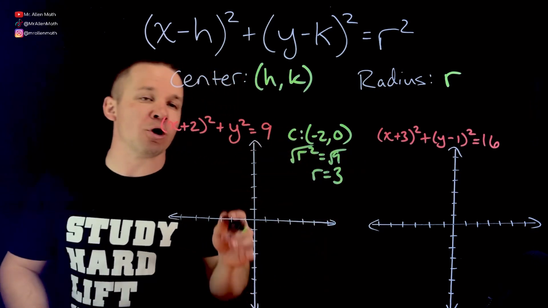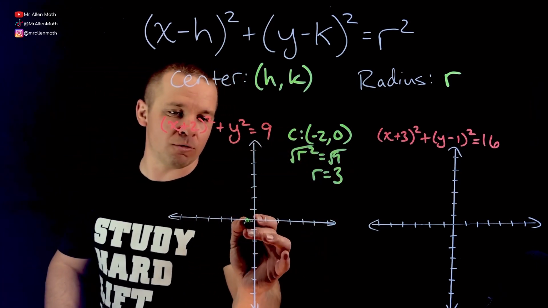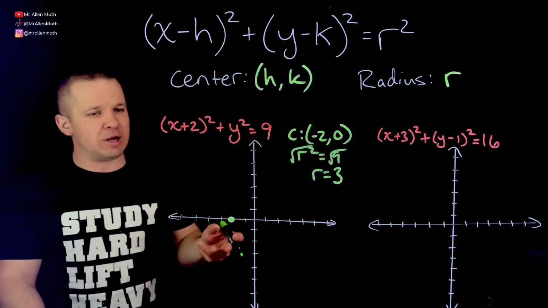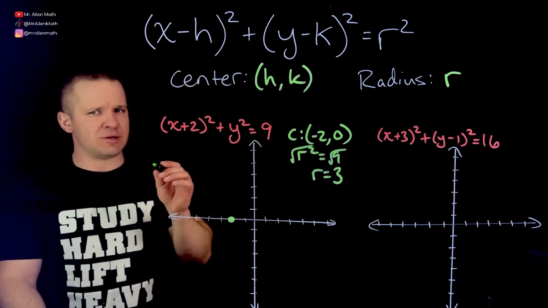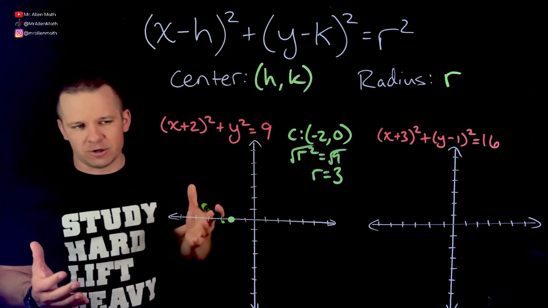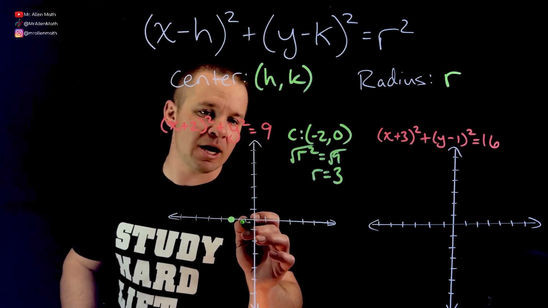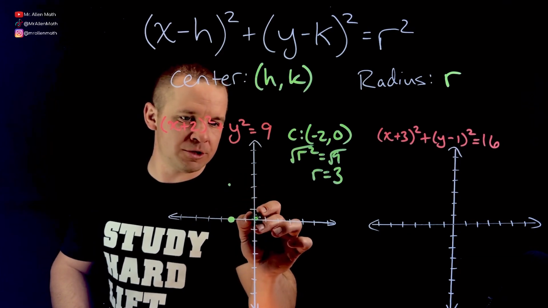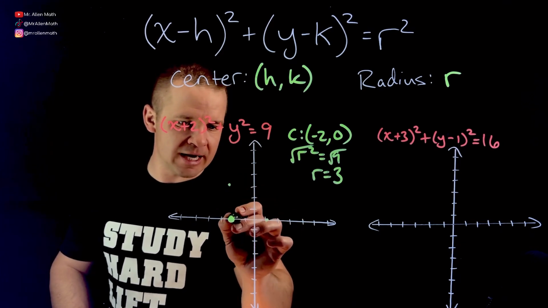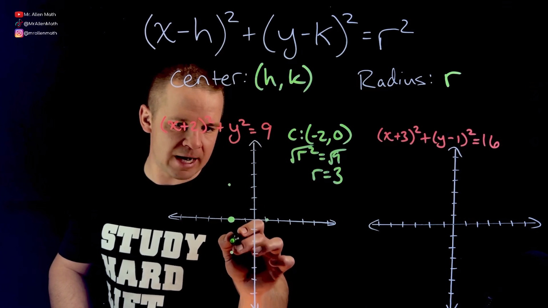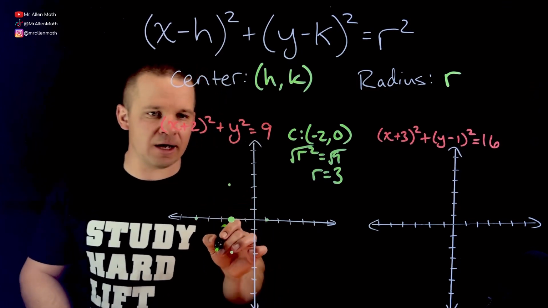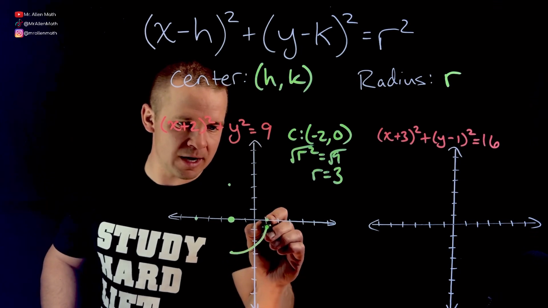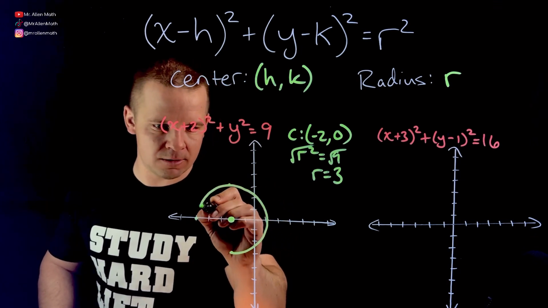So let's plot our center now. Negative 2, comma, 0 is right here. Now, my radius is 3, and it's kind of hard to make a circle where it's all got to be the same. Here's how I like to get the lay of the land. I'm going to go up 3, 1, 2, 3, pop a little dot right here. Over 1, 2, 3, pop a little dot. And then down 3, pop a dot. Now I got 4 dots, and I can attempt to make a halfway decent circle.